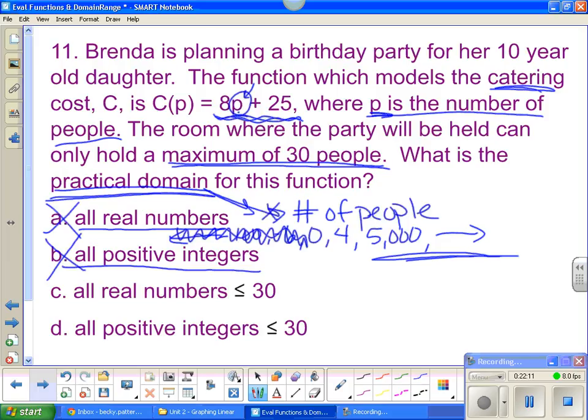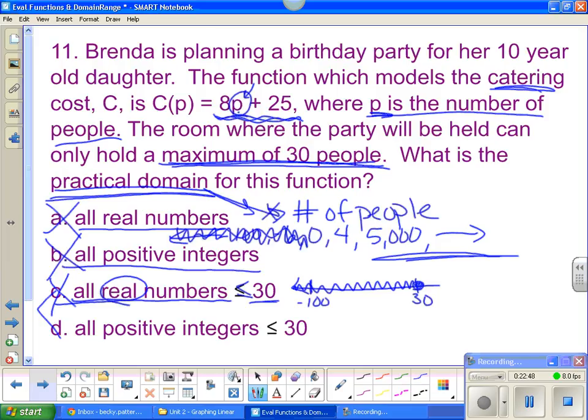Okay, now C tries to address a little bit of this. It says all real numbers less than or equal to 30. Okay, so now it's taking into account that we can have a maximum of 30 people. But what is the difference between C and D? C says all real numbers less than or equal to 30. So if I think about a number line, we're talking about that, and it goes forever. So now we're talking back down here where all the negative numbers are. I can't have negative people at a party.